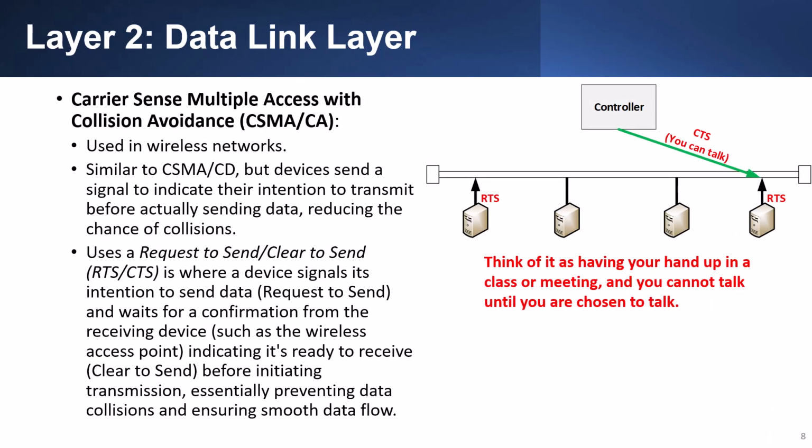Carrier sense multiple access with collision avoidance, abbreviated CSMA/CA, is used in wireless networks. Similar to carrier sense multiple access with collision detection, but devices send a signal to indicate their intention to transmit before actually sending data, reducing the chance of collisions. It uses request to send and clear to send messages, where the device signals its intention to send data, request to send, and waits for a confirmation from a receiving device indicating it's ready to receive, clear to send, before initiating transmission, essentially preventing data collisions and ensuring smooth data flow.